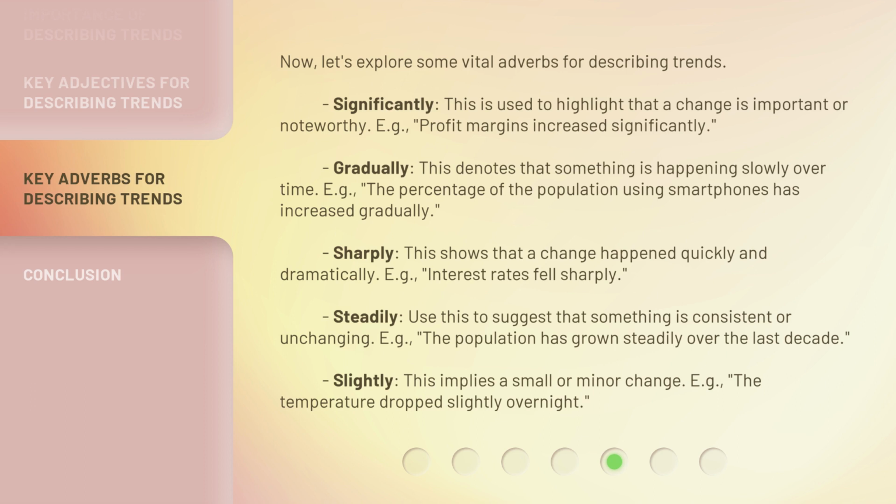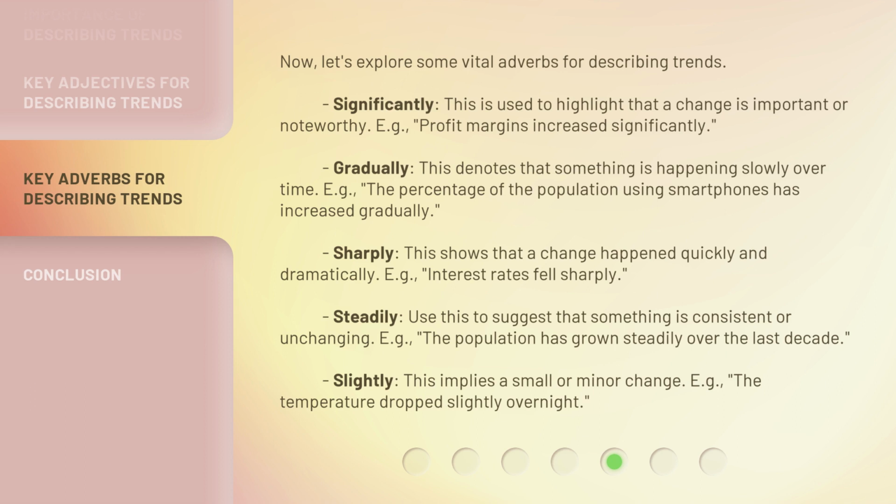Gradually. This denotes that something is happening slowly over time. E.g., the percentage of the population using smartphones has increased gradually. Sharply. This shows that a change happened quickly and dramatically. E.g., interest rates fell sharply. Steadily. Use this to suggest that something is consistent or unchanging. E.g., the population has grown steadily over the last decade.